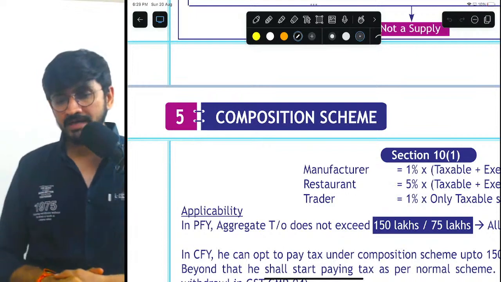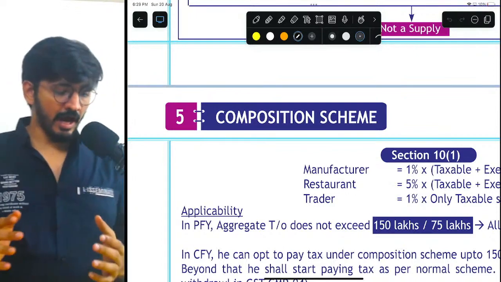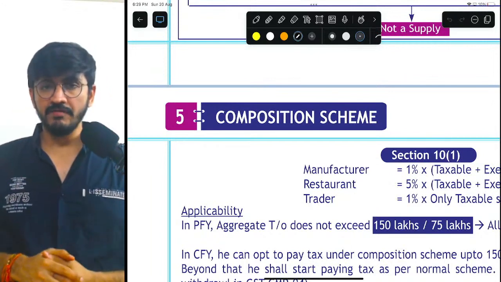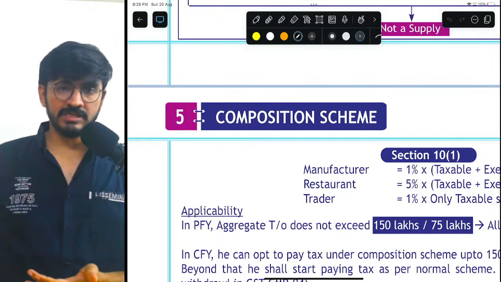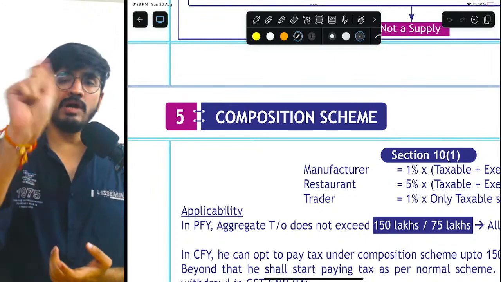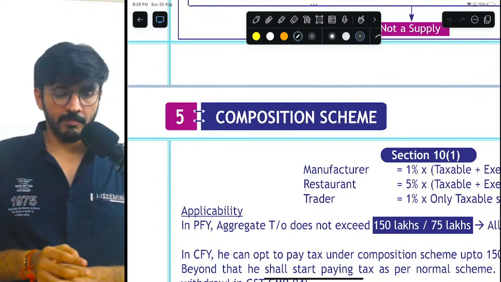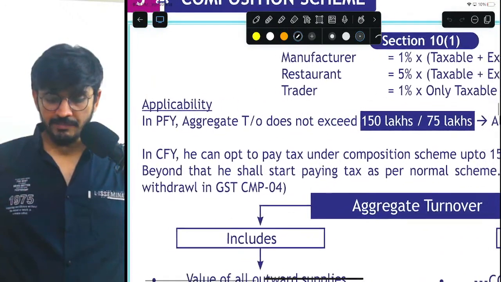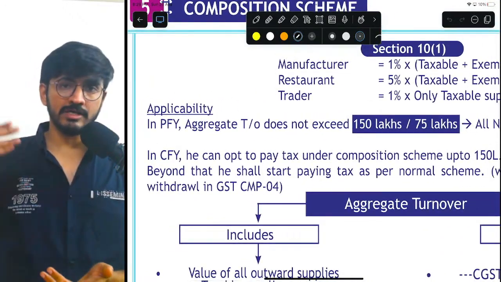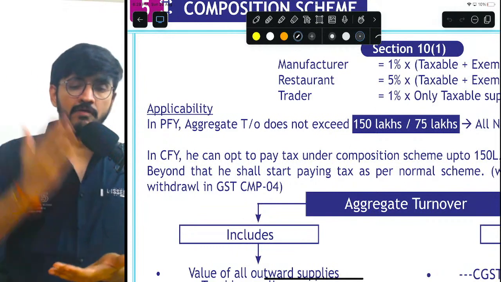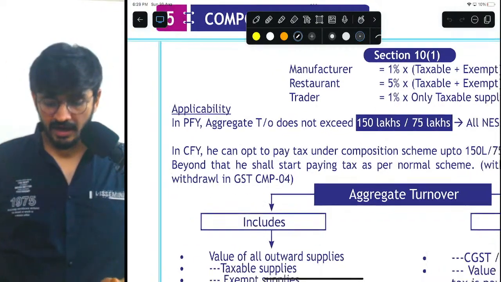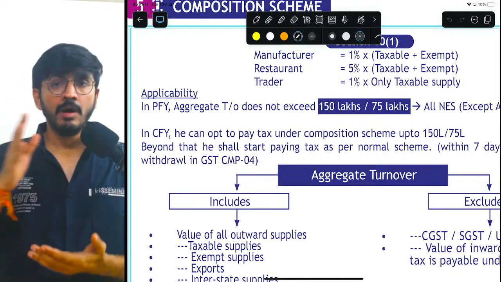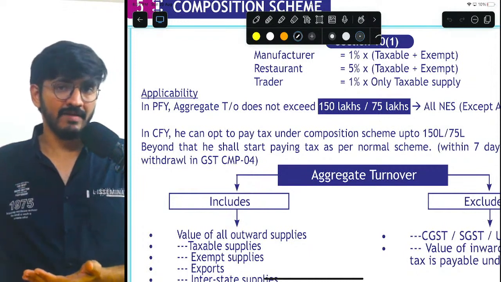So now, guys, coming straight to the point, we are doing composition scheme. First things first, my dear friends. Composition scheme: who takes composition scheme? Small taxpayer. Now, this small taxpayer is definitely defined by the government. How? In the preceding financial year, if the aggregate turnover does not exceed 150 lakhs or 75 lakhs, then in the current financial year, you can opt for composition scheme, but only up to 150 lakhs or 75 lakhs.